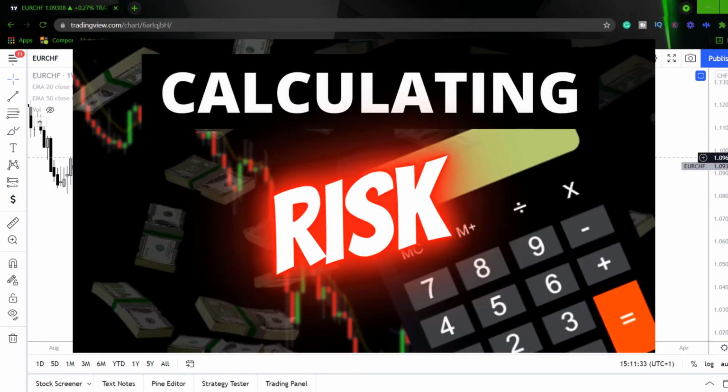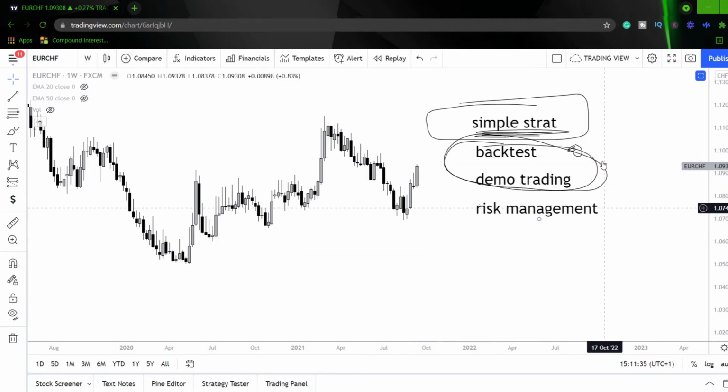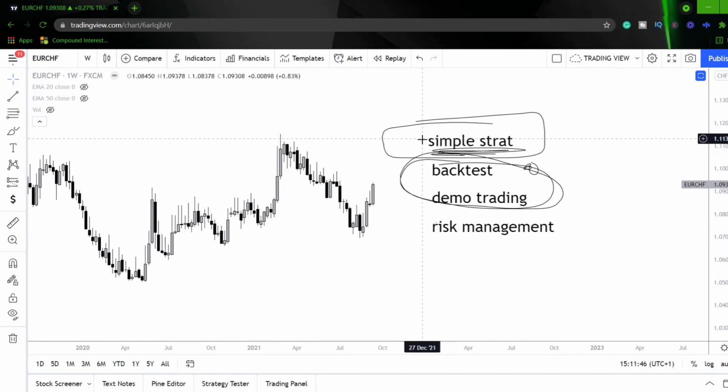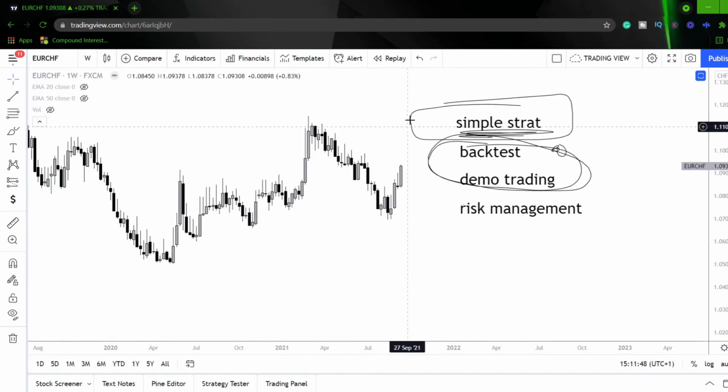So once you've done all that, you should be demo trading how you expect to trade, with the correct risk management. And once you've got this down and you can prove to yourself that you can trade a simple strategy, again, it doesn't have to be crazy risk rewards. I suggest that you just do little 1-to-1s or 2-to-1s, maybe 3-to-1s, just to get used to in, out, in, out, in, out, managing your risk.